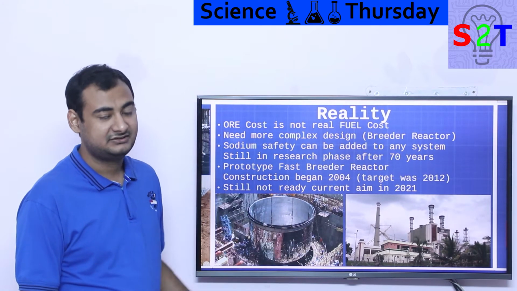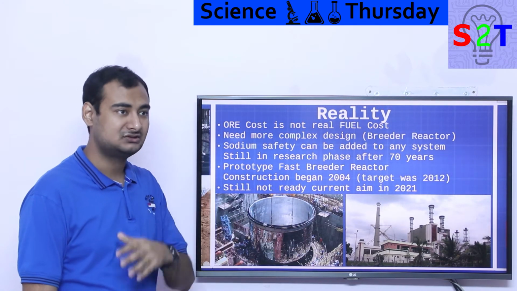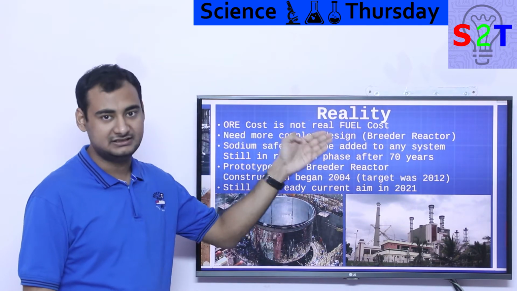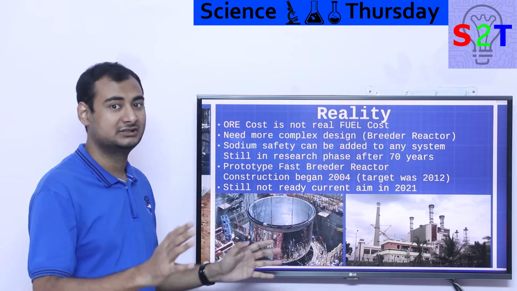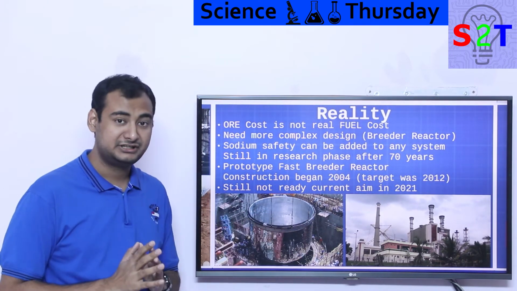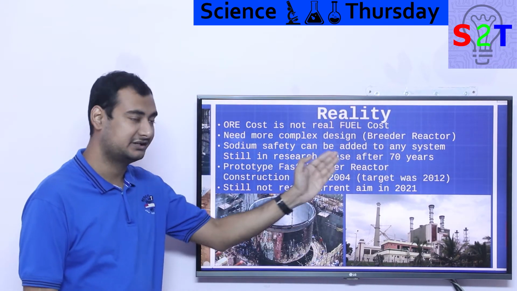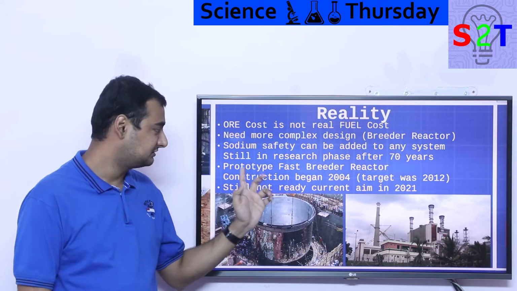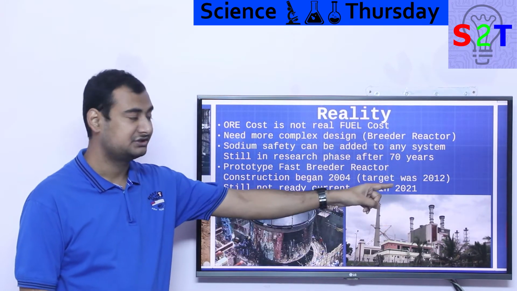Reality is this puppy is still in research phase after 70 years of being found. Like 70 years, not 1 year, not 2 years, not 10 years, 70 years. The first design, the first architecture, all of that happened long ago, as in 70 years long ago. It's a very old system. At this point in time, India is actually building a system known as the prototype fast breeder reactor. The construction started in 2004, quite old, and the target was to finish it by 2012.